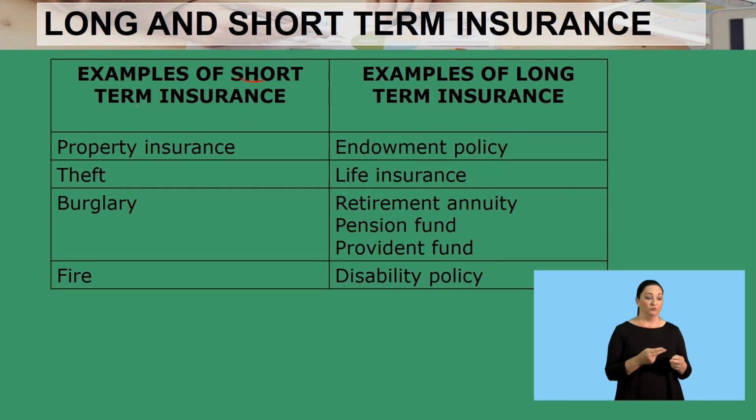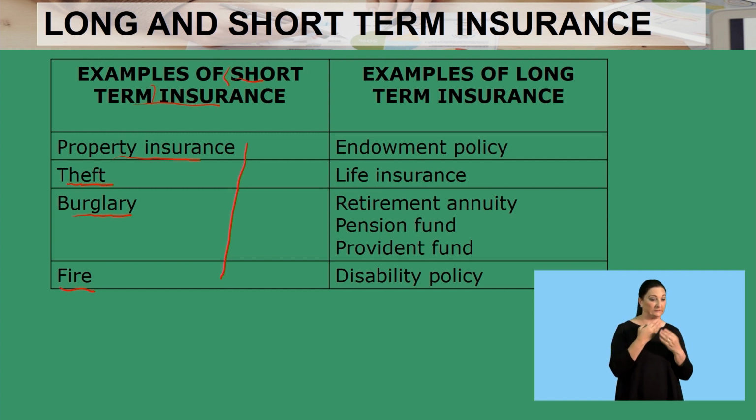Now we will look into long-term and short-term insurance. The focus here is on the examples of short-term and the examples of long-term insurance. With your examples of insurance or events that may be covered, we are talking about property insurance that can be taken. We are talking about theft, which is also covering short-term insurance. We are also talking about burglary and fire, and you would realize that all these examples would lead to compensation and would be taken by businesses or against assets.